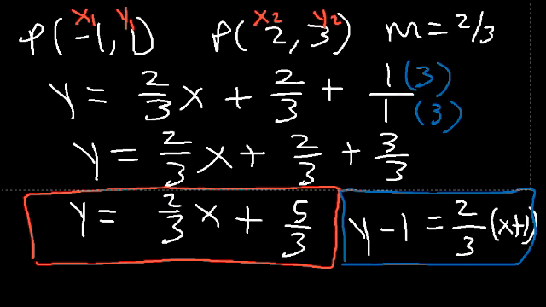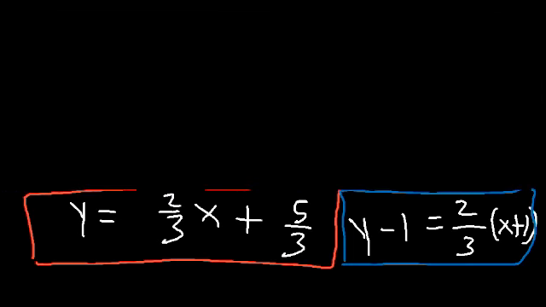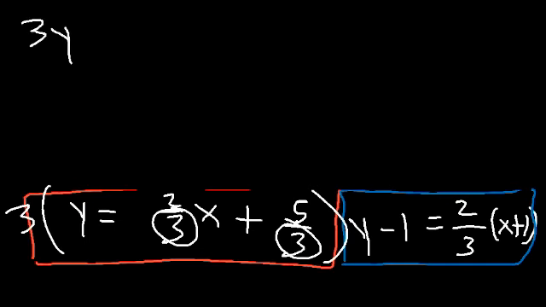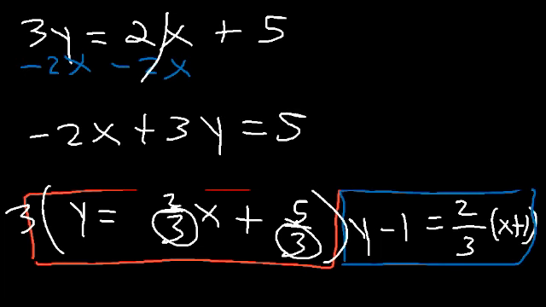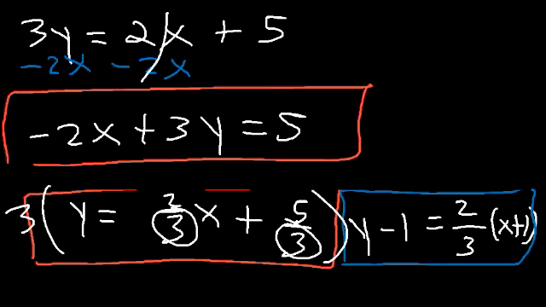So now let's write the equation in standard form. So we need to get rid of the fractions. So let's multiply everything by 3 in this equation. So 3 times y is 3y. 2 over 3x times 3, the 3's will cancel, and so it's going to be 2x. And 3 times 5 over 3 is simply 5. Now all we need to do is subtract both sides by 2x. So the equation is -2x plus 3y is equal to 5. So this is the equation in standard form.